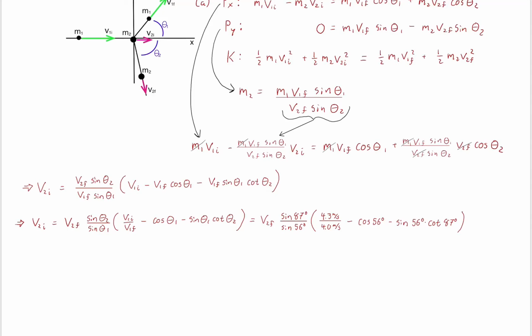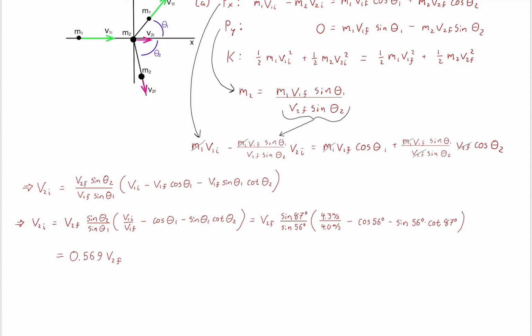Because we know both the angles, and we know both the initial and final velocities of particle 1. So plug everything in, and what we get is that the initial velocity of particle 2 is equal to 0.569 times its final velocity. This is nice because now we have a real simple numerical relationship between the two.